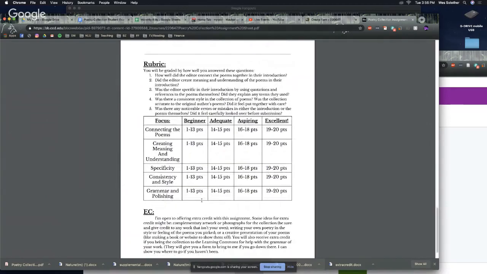So basically, I'll be grading you on a few different things. How well connected are the poems through your introduction? Did they create meaning and understanding together? And then specificity would be like, were you specific in your introduction using parts of the poems as examples? Was there anything that needed to be explained? Consistency in styles, like the formatting, right? And then grammar and polishing is just like, does it feel like a final piece of work? Does it feel like it's ready to be published?